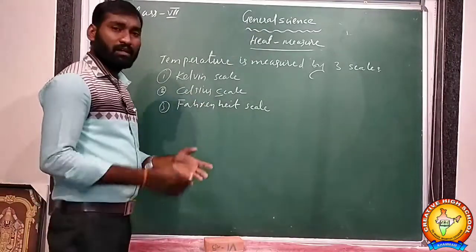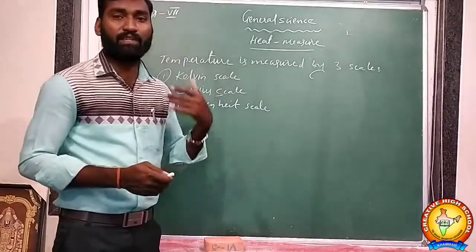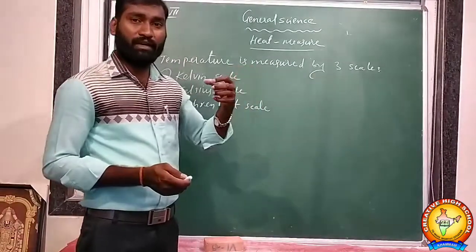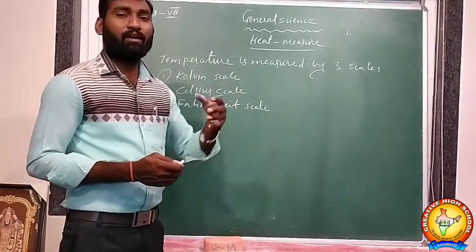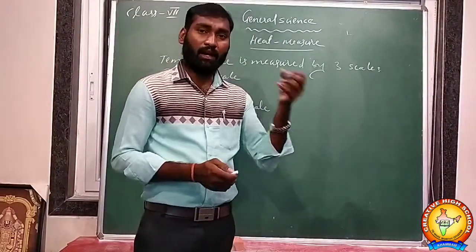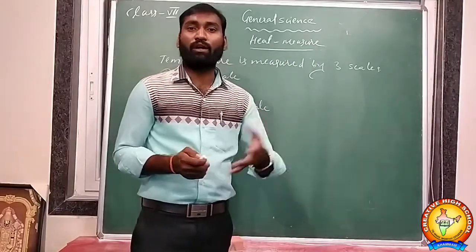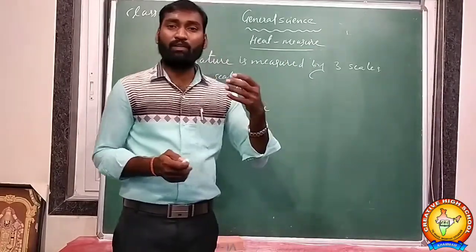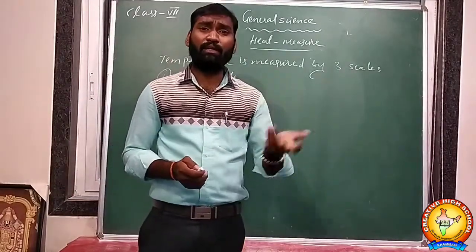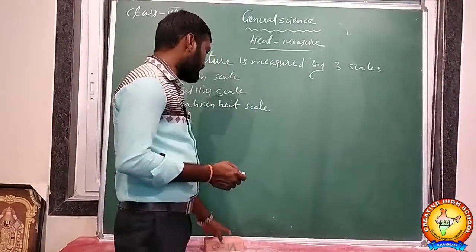So what are the lower fixed point and upper fixed point, LFP and UFP? How can we fix them? The lower fixed point is the point where ice melts into water. The upper fixed point is the point at which water boils.